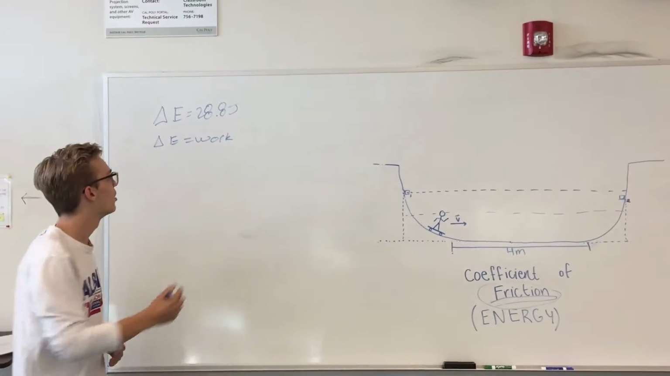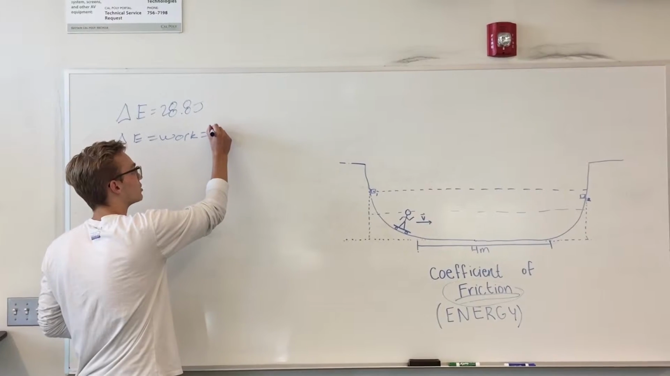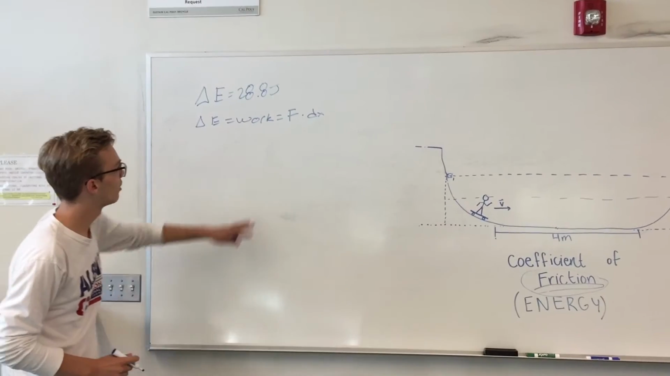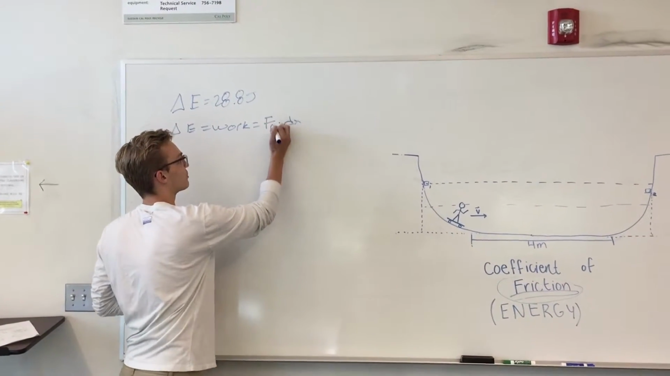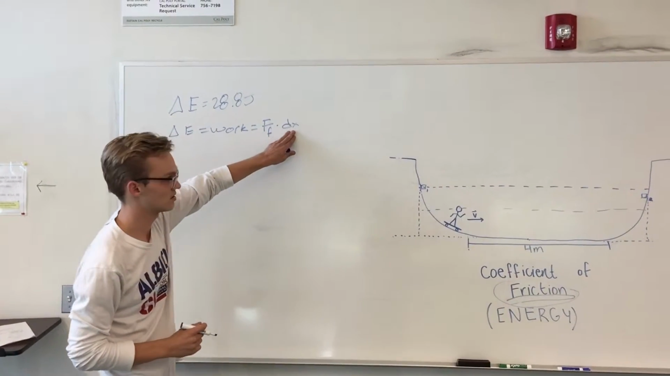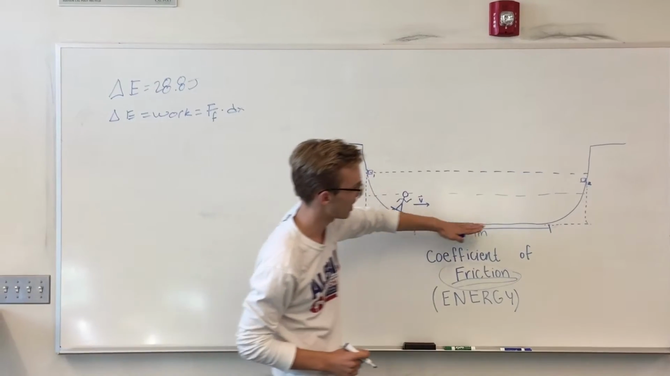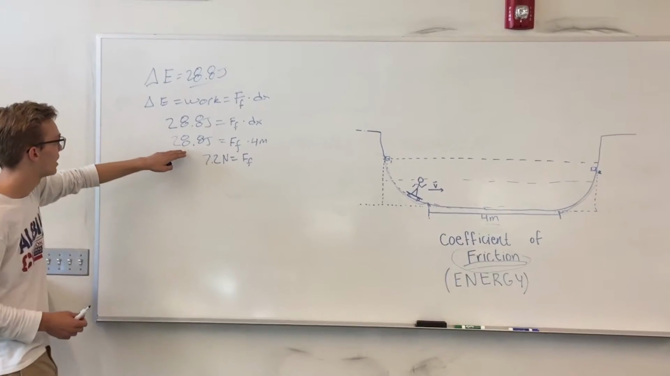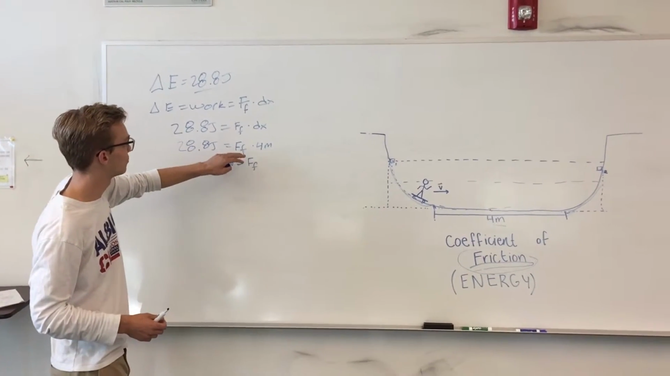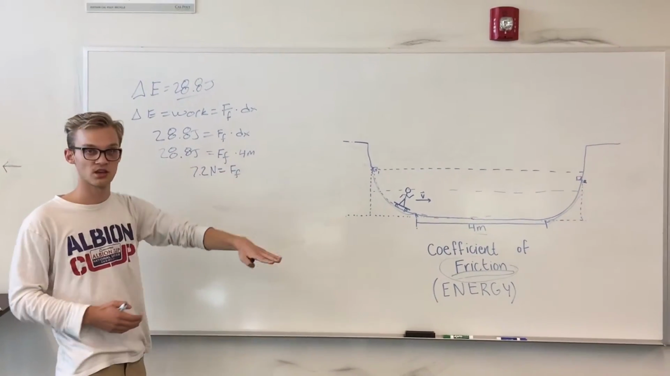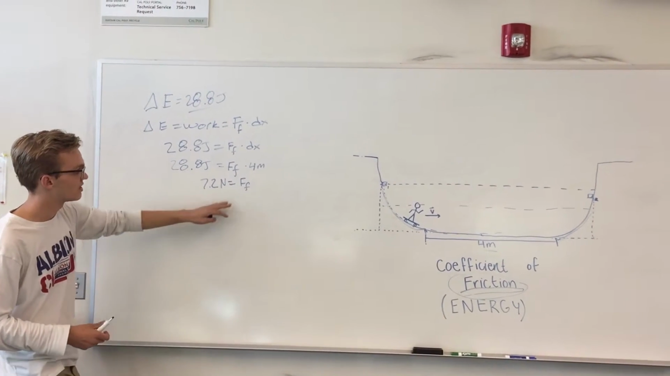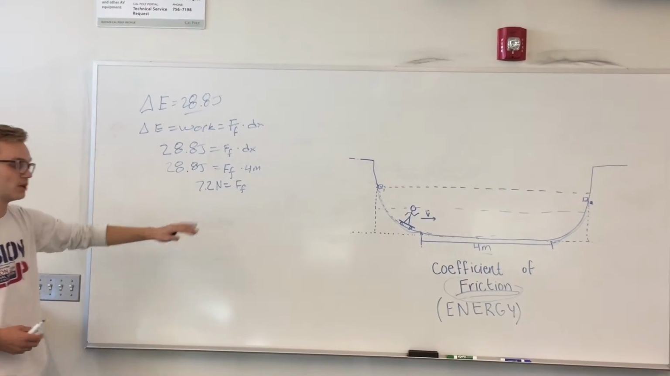Well, okay, big deal. Well, what does work equal to? It's going to be equal to force times distance, dx. So we can say the force of friction times the distance that our skateboarder traveled is going to equal our change in energy. And 28.8 joules equals the force of friction times 4 meters. And we'll explain this 4 meters when we're done. So this gives us that the force of friction equals 7.2 newtons.